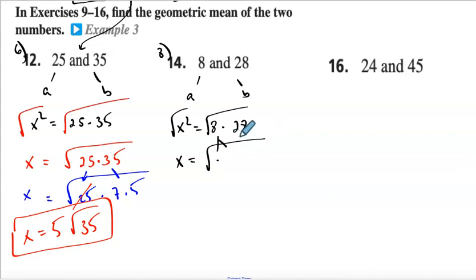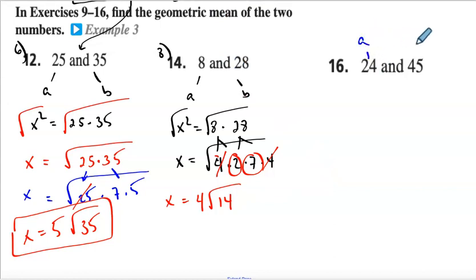And I'm going to start breaking this up now, and I see that 8 is 4 times 2, and 28 is 7 times 4. So when I simplify this, I have a pair of 4's here. 4 times 4 is 16, and the square root of 16 is 4. I can't take the square root of 2, so that's going to stay inside my square root sign. Can't take the square root of 7 or break those up. Those are both prime numbers, so 4 radical 14 will be my final answer here.